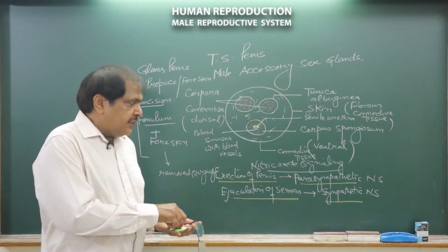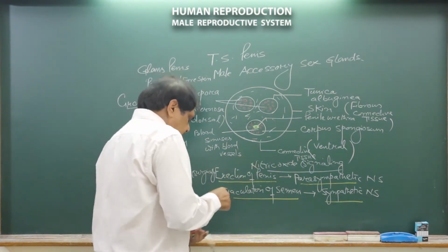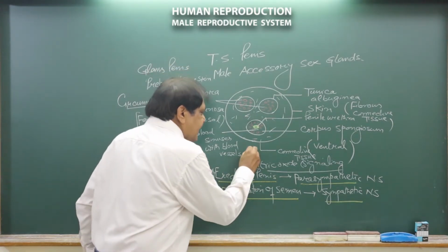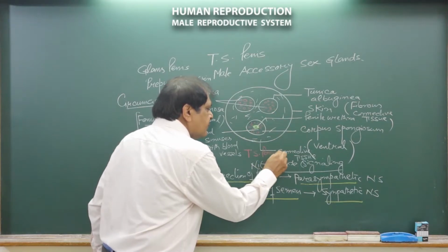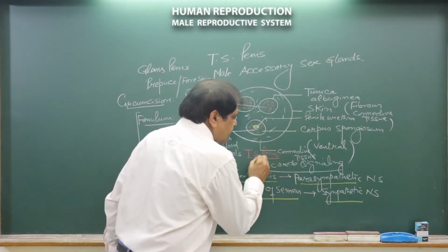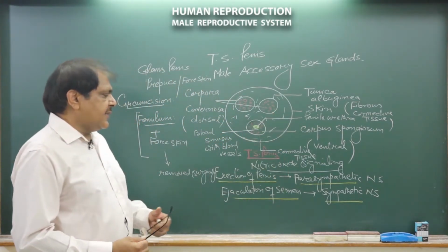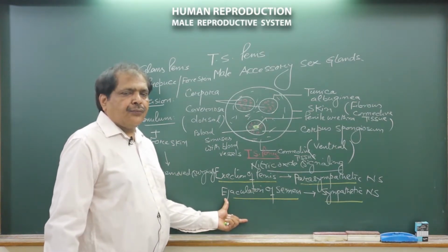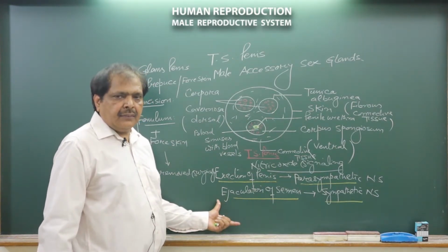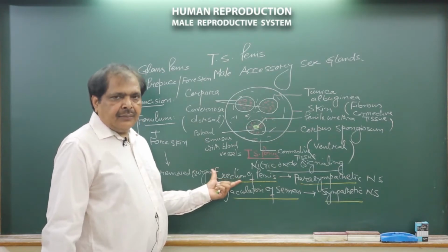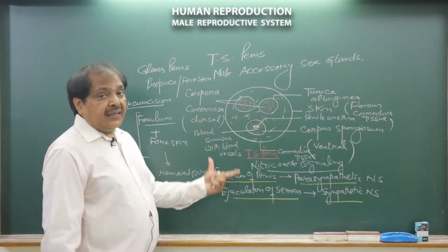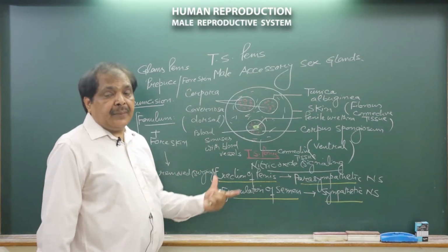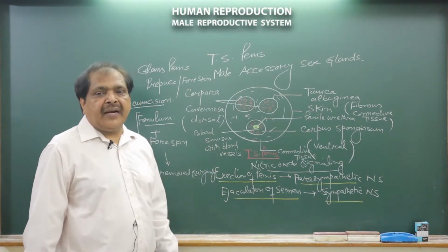It must be mentioned over here that penis carries both urine and semen in case of the human males. This is the TS of penis. This ejaculation, forceful expulsion of the semen, and erection, this is all due to the erectile tissue. The blood vessels of these erectile tissues get engorged with blood.